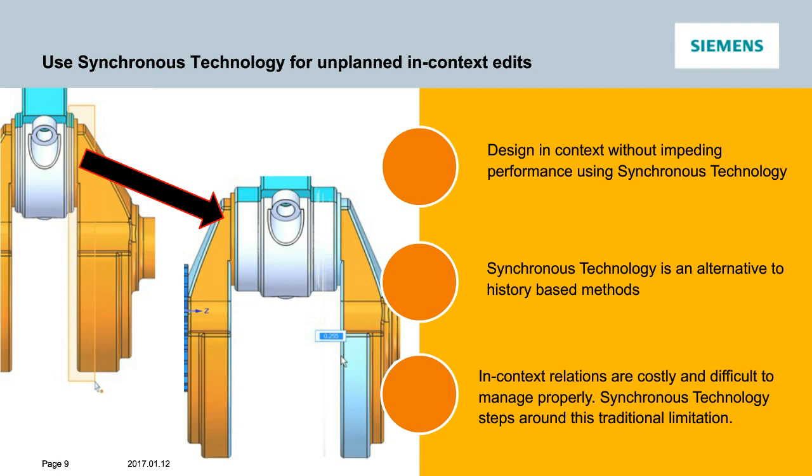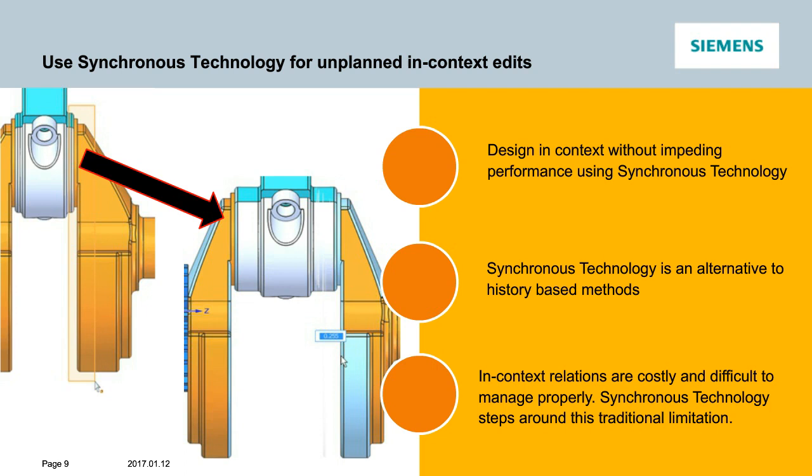And I know that's easy to say from where I am here, but synchronous technology gives us the ability to do that. It's an alternative to history-based methods that enables you to edit 3D parts much in the same way that you traditionally edit 2D entities on drawings. It works without adding time-based relations that must rebuild to keep your parts up to date. With synchronous technology, you determine your design intent when you need it, rather than needing to establish it at the beginning of the design process when you don't know how you're going to use it later on.